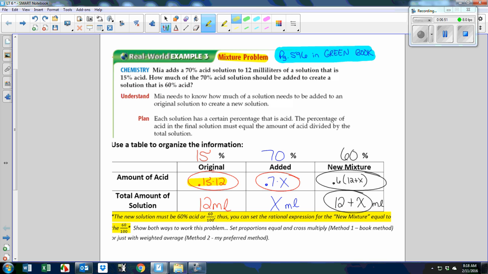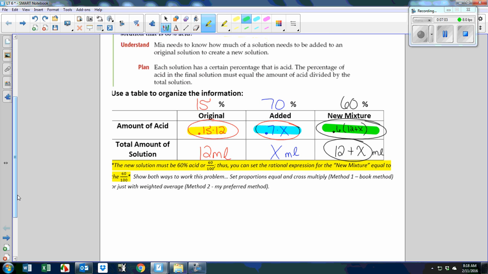that we started with and the amount of acid that we added should equal the amount of acid that's in the final mixture, which is represented by green. So a little play on colors there. Yellow plus blue makes green. So 0.15 times 12 plus 0.7 times x, the amount of acid you put together, should equal the amount of acid you want to have in the end, which is 60% of the 12 plus x.